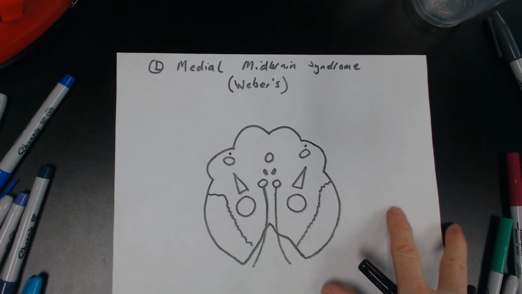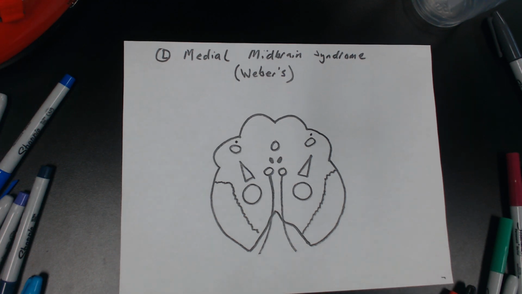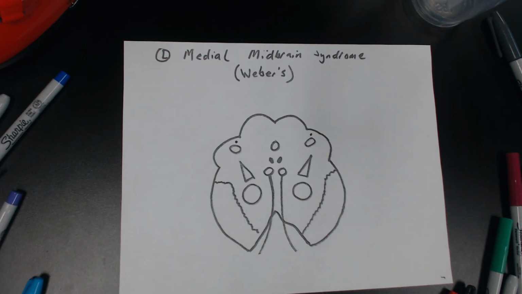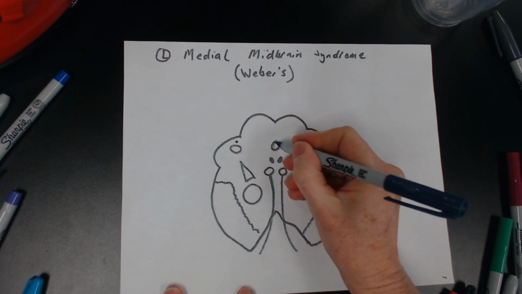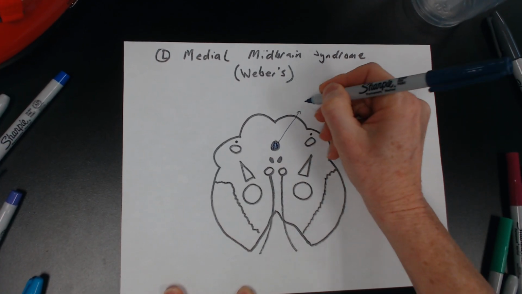Moving on. We want to go to the last drawing of the semester. Medial midbrain syndrome. Again, it has its own name. It's called Weber syndrome. Medial midbrain. It's an easy one. Okay, so you know you're in the midbrain. The easiest way to tell that you're in the midbrain is because you have this nice portion of the ventricular system here. That's your cerebral aqueduct.